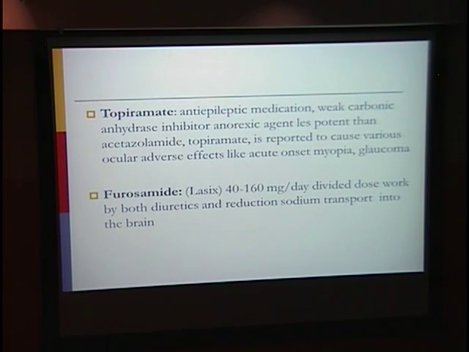Topiramate, an anti-epileptic drug, is also a carbonic anhydrase inhibitor, but less severe. You need to remember that it can cause myopia and glaucoma, so especially in the beginning, we check the pressure in this patient. We see a few patients that started topiramate and came saying, oh, I had a decrease in my vision, and the decrease of vision was because of high intraocular pressure and not because of high intracranial pressure.